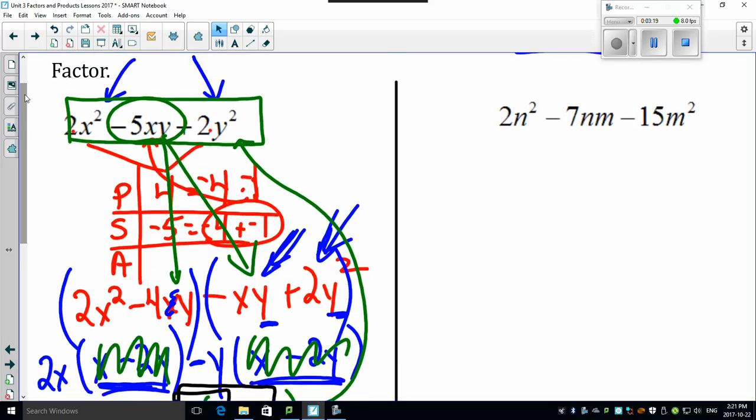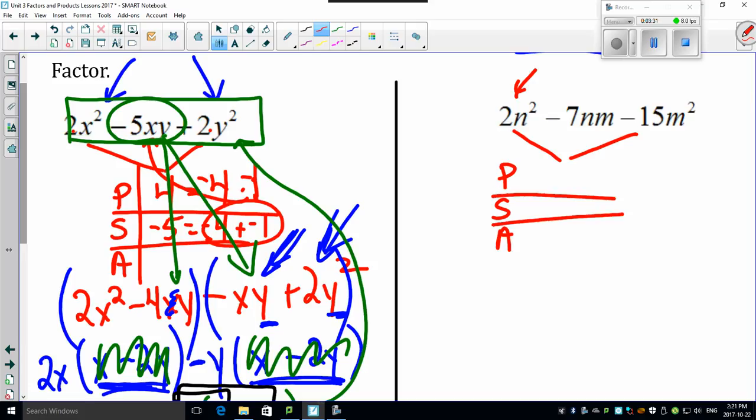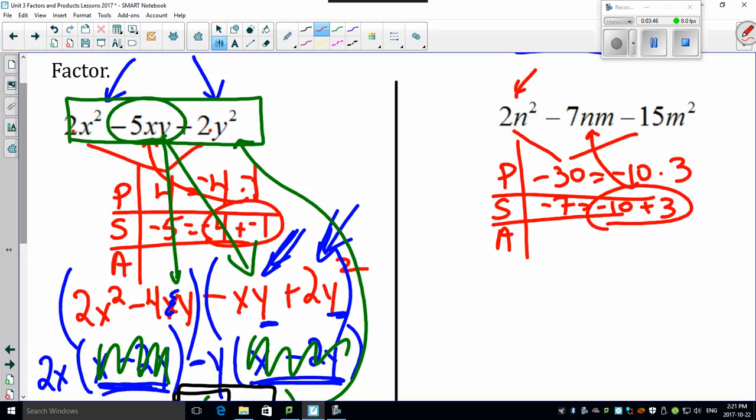So let's go and do this one over here the same way. Notice there's a 2 up front. So can you factor out a 2? No. So it becomes a PSA 2. Here we go. And you're going to decompose this. 2 times minus 15 is minus 30. There's a minus 7. Two numbers to give you minus 30 are minus 10 and 3. So minus 10 plus 3. Replace that middle term. Decompose the middle term.